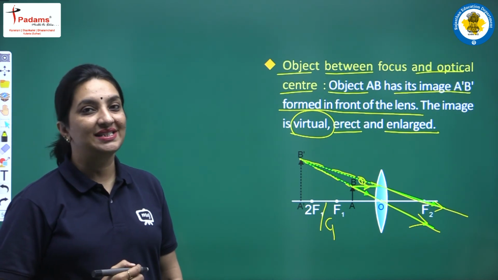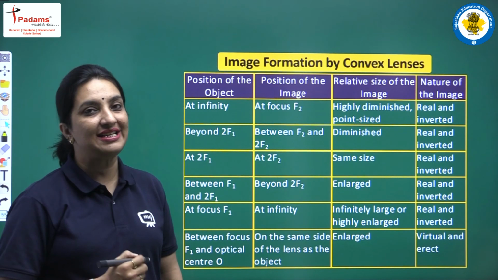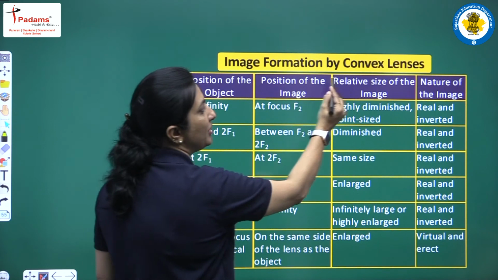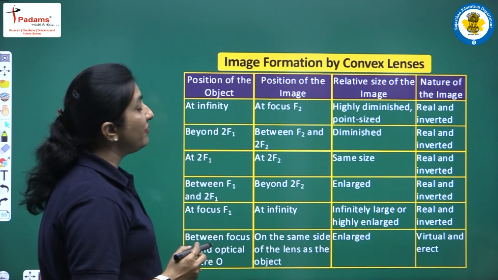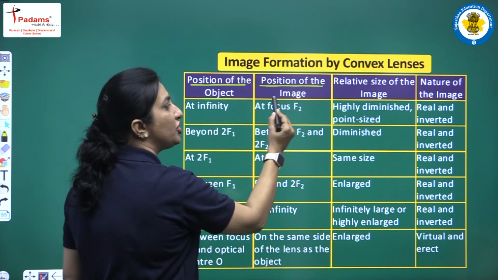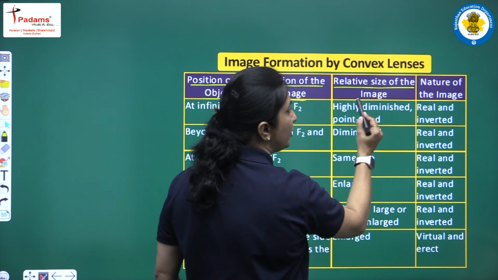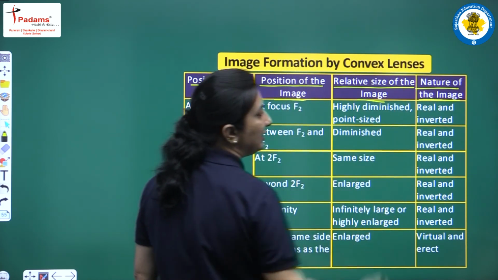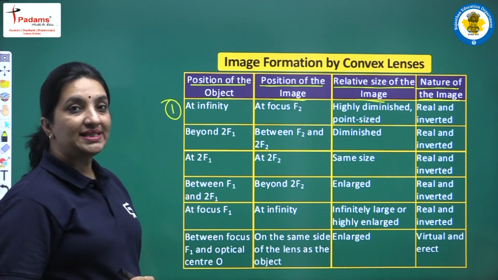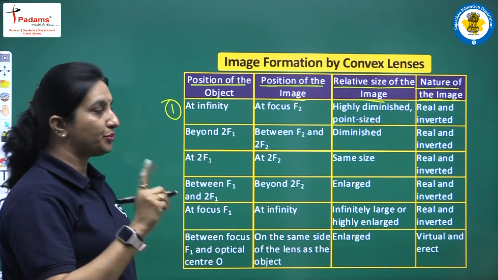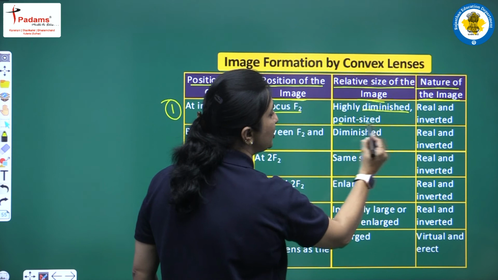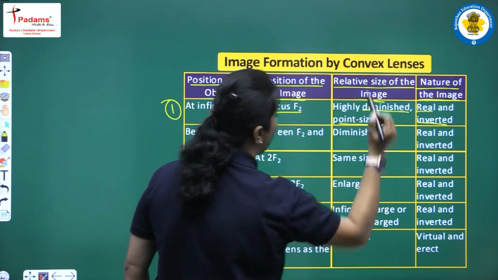So students, let's summarize all these 6 positions in a table. So this is basically the summary of the image formation by convex lenses, where we will give the position of the object, then the position of the image, the relative size of the image and nature of the image. So what we see is when the object is placed at infinity, which we took as the first position, the image is formed at focus F2, it is highly diminished, point size, it is real and inverted.